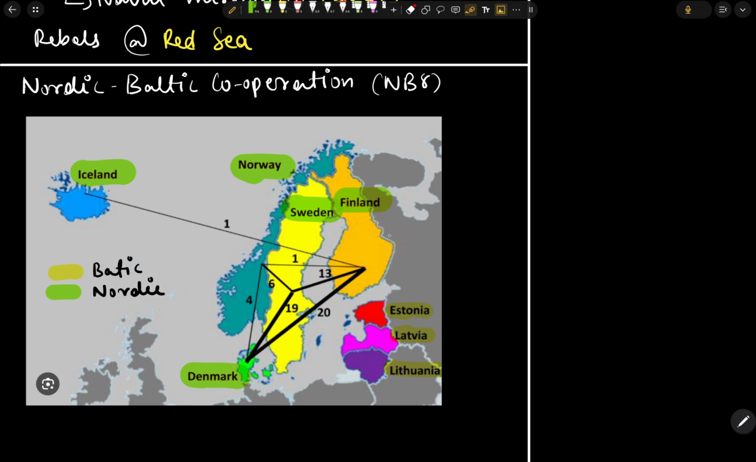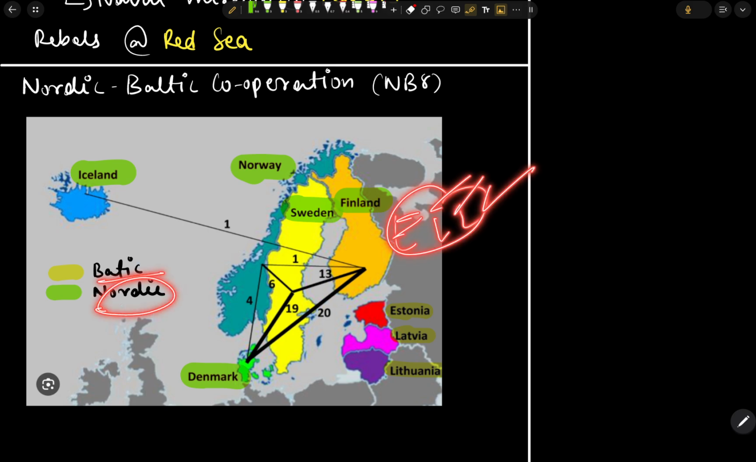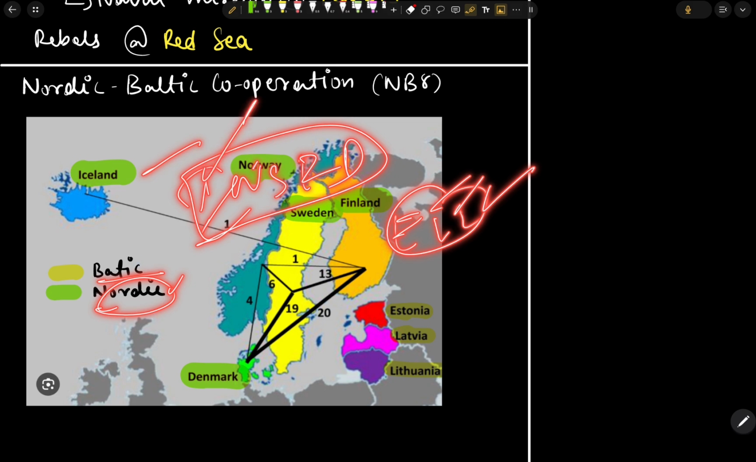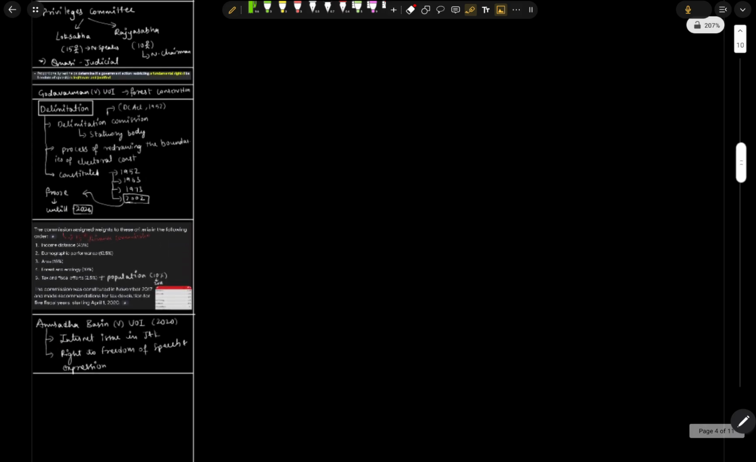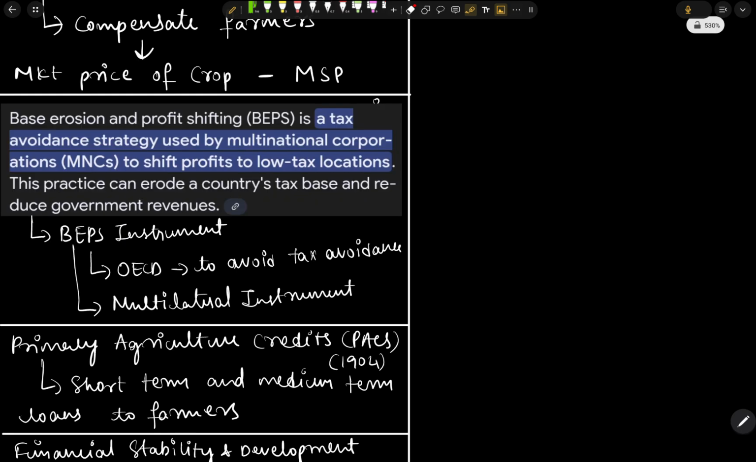Basically we need to remember all these nations of the Nordic and Baltic. For the Baltic we have ELL, that is Estonia, Latvia, Lithuania. And for the Nordic we have INSFD: Ireland, Norway, Sweden, Finland, Denmark. So next we have the economy. In economy we have the concept of base erosion and profit shifting.